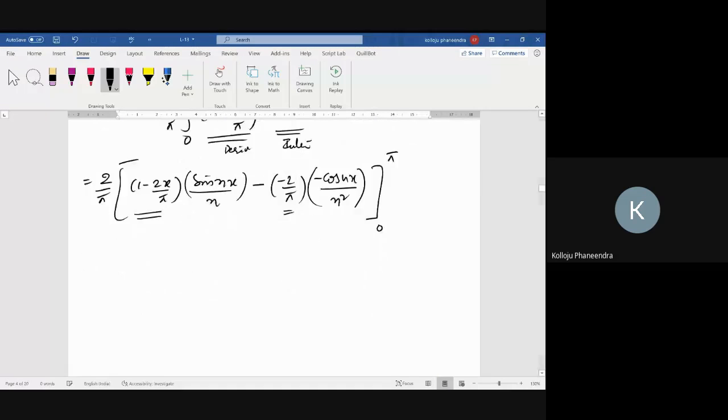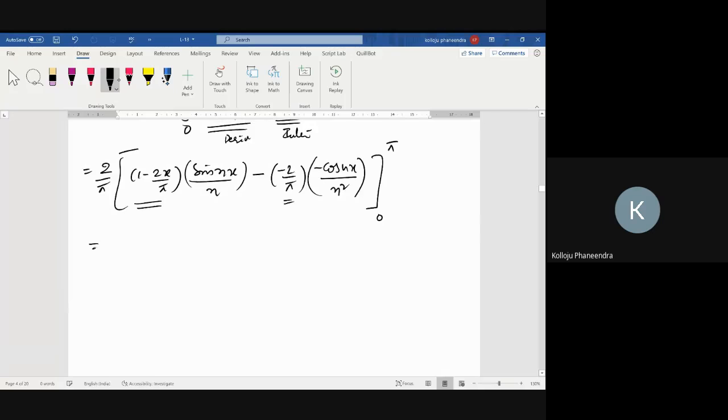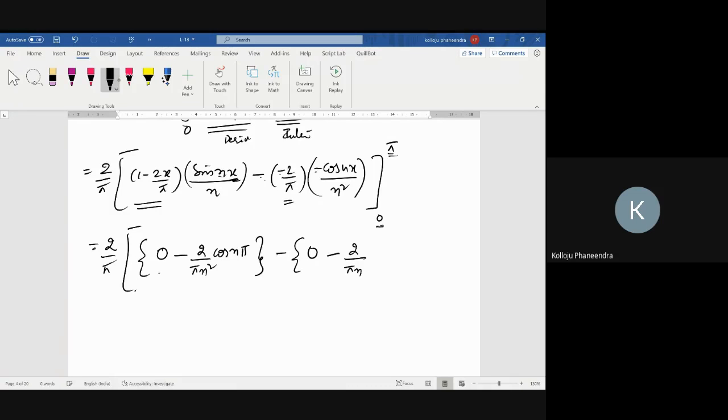0 to pi. Now substitution of limits. Upper limit: if I substitute here, sin n pi is 0, 0 into something is 0, minus minus minus, so minus 2 by pi n square cos n pi. Now coming to the lower limit, 0, sin 0 is 0, so the entire first term is 0, and the second term, cos 0 value is 1, so 2 by pi n square. This is equal to 2 by pi n square common, so this term will be 1 minus cos n pi.